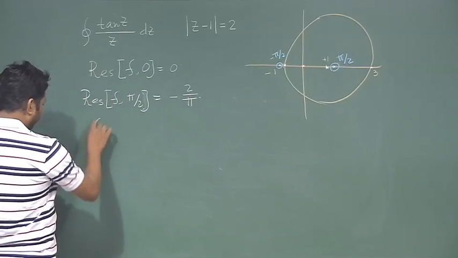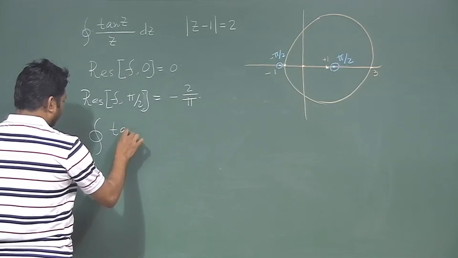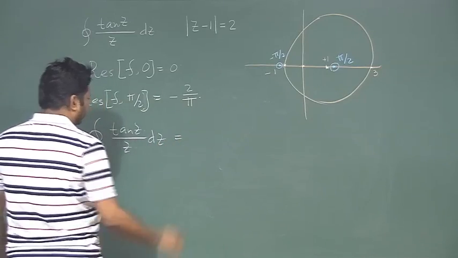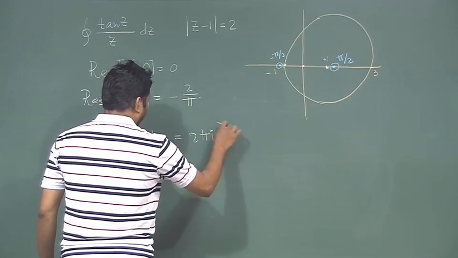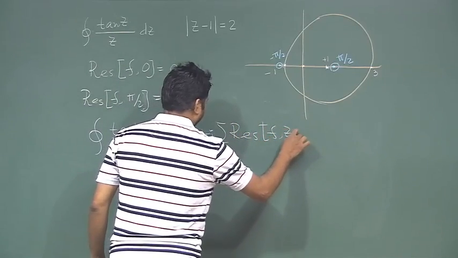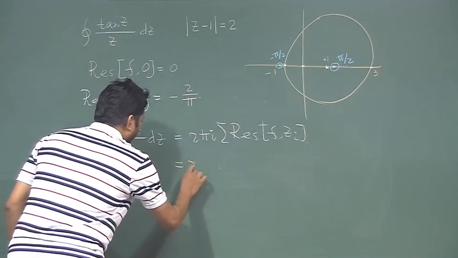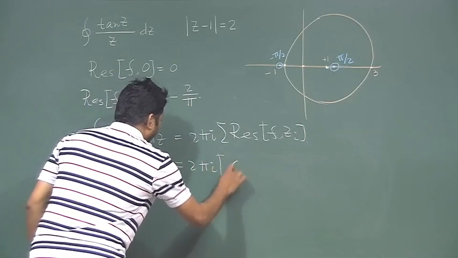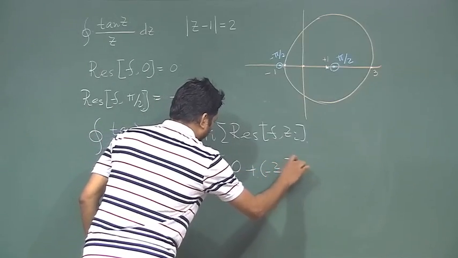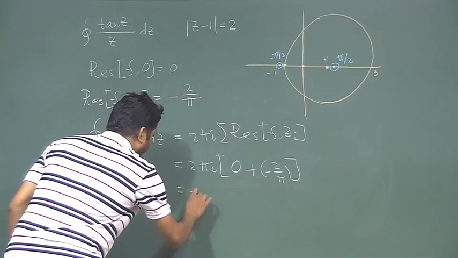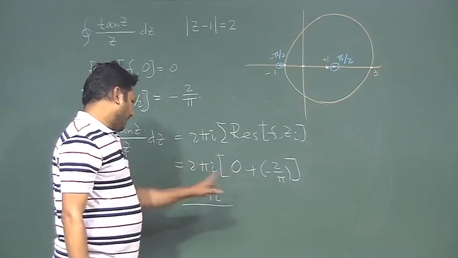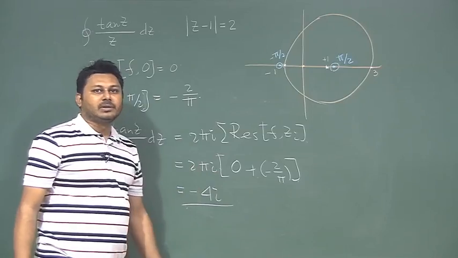So what will be the value of this integration? This integration is 2 pi i times the summation of the residues of the function evaluated at the different points. So here we have 2 pi i, the first residue is 0, but the second residue has the value minus 2 by pi. So it is eventually minus 4 i. This is the result. Pi will cancel out, 2 is there, minus, okay. So minus 4 i.